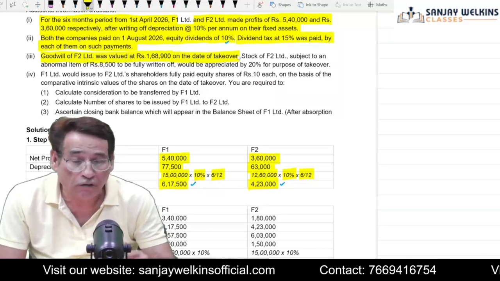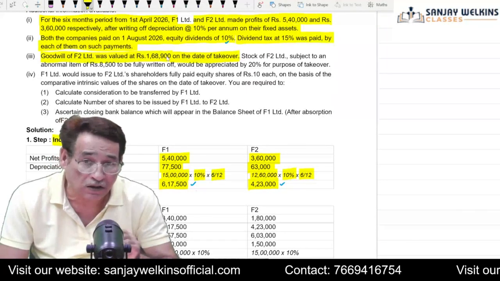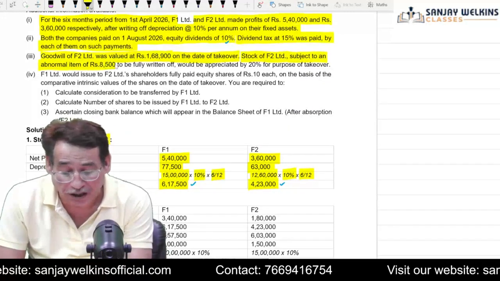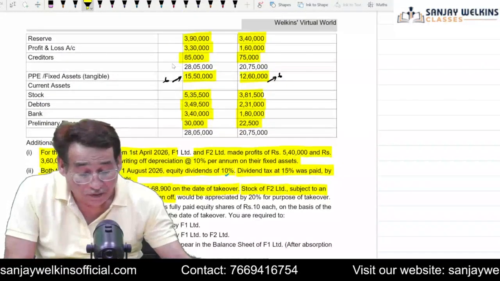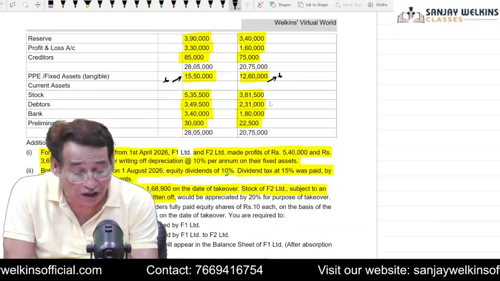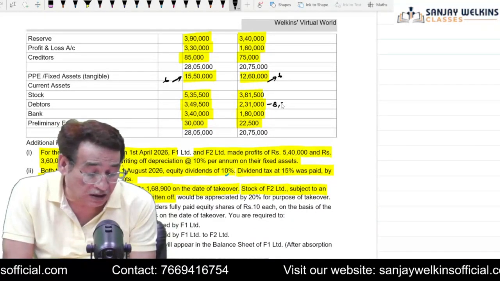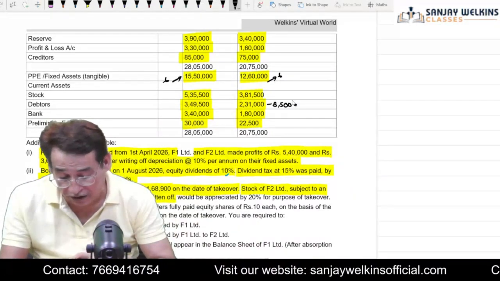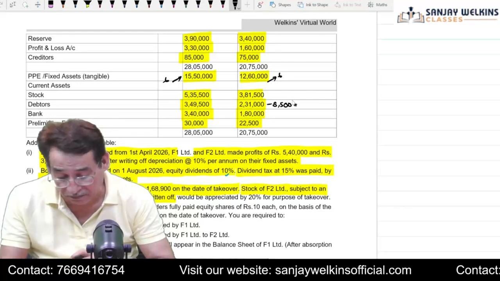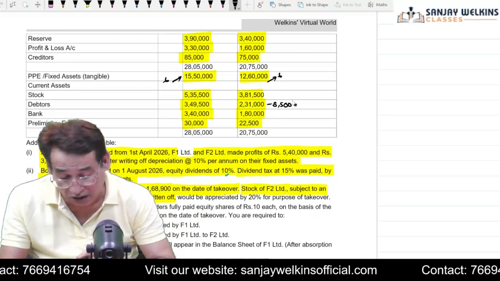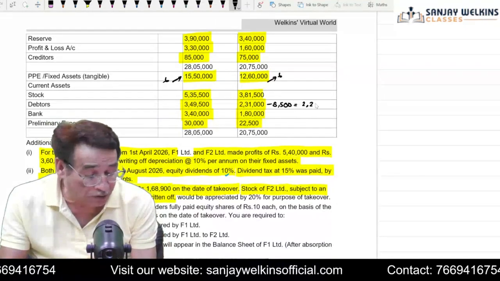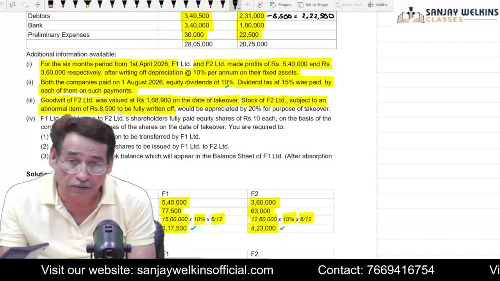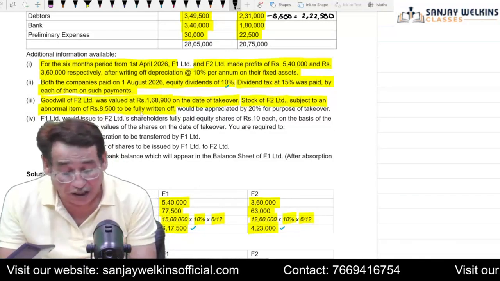So on the date of takeover, the vendor company's or acquiree company's goodwill was valued at ₹1,68,900. And stock of F2 Limited was subject to an abnormal item of 8,500 to be written off. What does it mean? If you take into account the stock of F2 Limited, it is 2,31,000. But the question says that it includes an abnormal item of 8,500. First, I am going to subtract 8,500. So 2,31,000 minus 8,500 is equal to 2,22,500. The question states that stock of F2 Limited is subject to an abnormal item of 8,500 to be written off. So we have written off stock of 8,500.